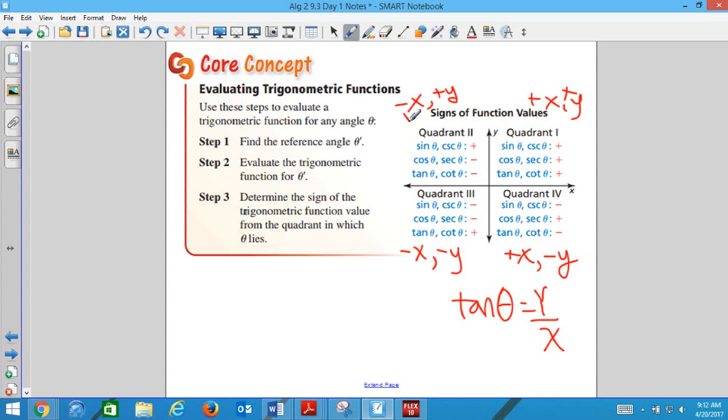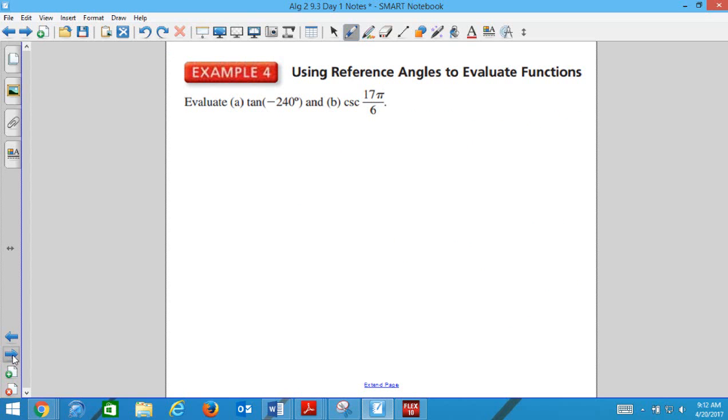Okay, these are the steps of what we're going to do. I'm not going to keep reading this, but these are the steps I'm going to do every single time. We're going to first find a reference angle. We're then going to find the trigonometric function for that reference angle. Then we're going to determine the sign for the actual answer. We're going to do 3 steps. What we're trying to do is something like find the tangent of negative 240 degrees without a calculator.